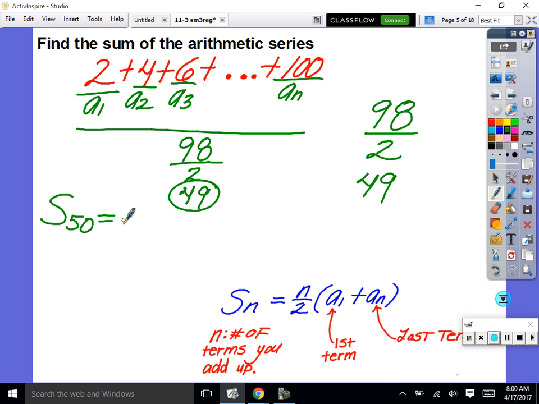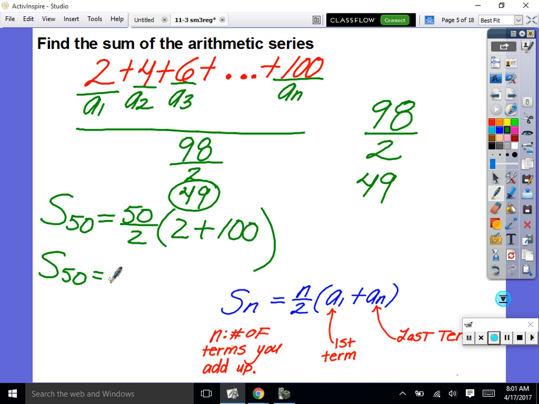Here we go, let's plug it in. So 50 divided by 2 times a sub 1, the first term, which is 2, plus the last term, which is 100. And then you can just type it in. Go. So type it into your calculator. The sum of those 50 terms, retype it in. We should get this. Okay, 2,550. Okay, awesome. Any questions on that? Okay, we'll do a few more, and then maybe we'll click better.